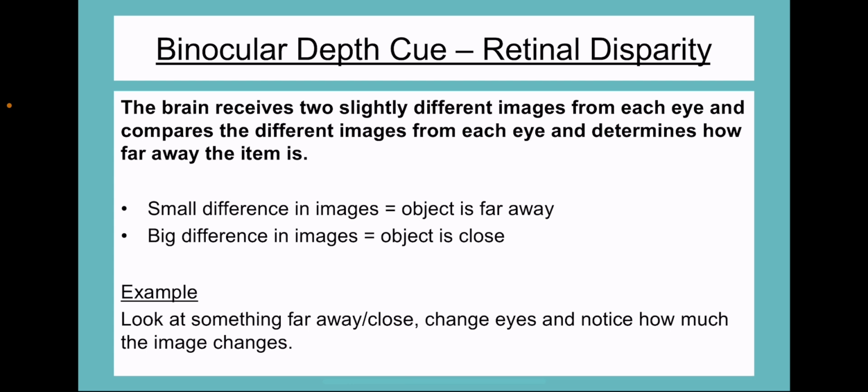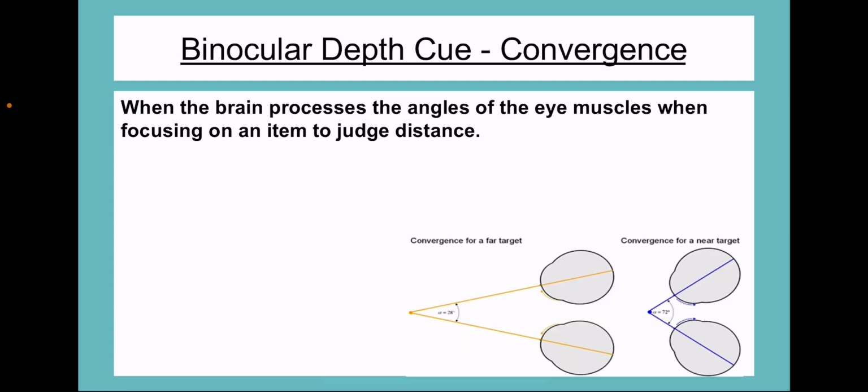And then finally, your other binocular depth cue is convergence. This is to do with the brain processing the angles of the eye muscles when focusing on an item to judge the distance. So, for example, if you look at an item that is really close to you, your eyes will angle inwards slightly. It makes sense. If you hold a finger right up to your nose, your eyes go all cross-eyed. That's because your pupils and your eyes need to turn inwards to look at the object properly.